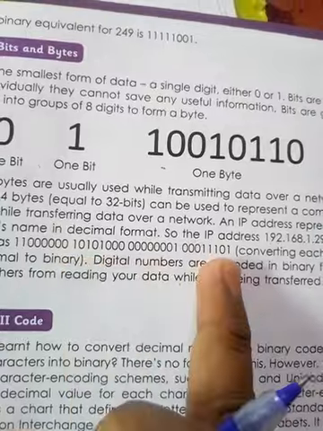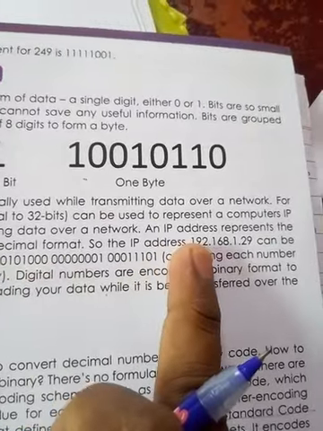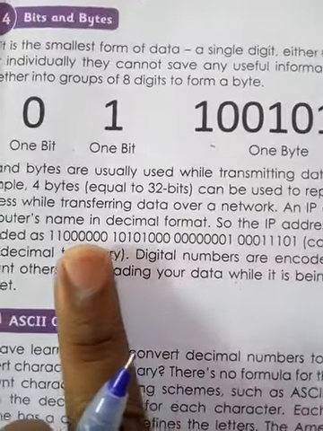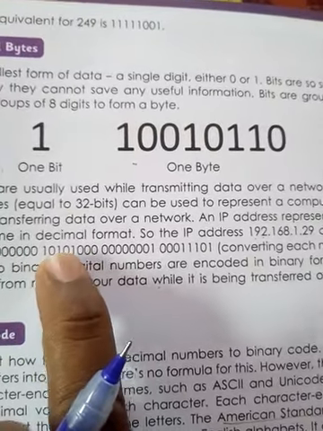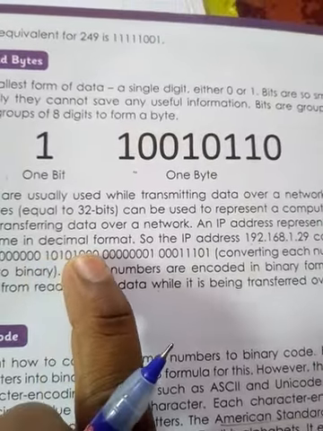You also go and cross verify this one, whether 192 is correct or not. And the second one, 168, also check whether it is correct or not. You cross verify this one. If anything is wrong, ask me. Converting each number from decimal to binary.